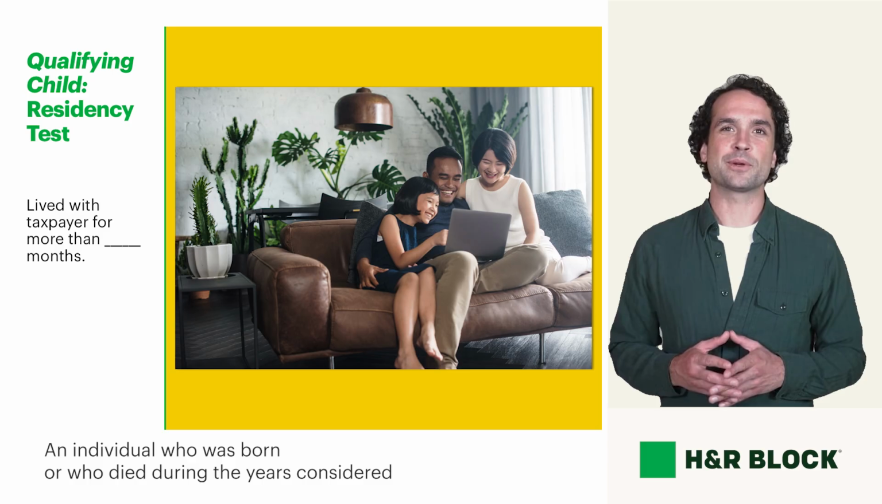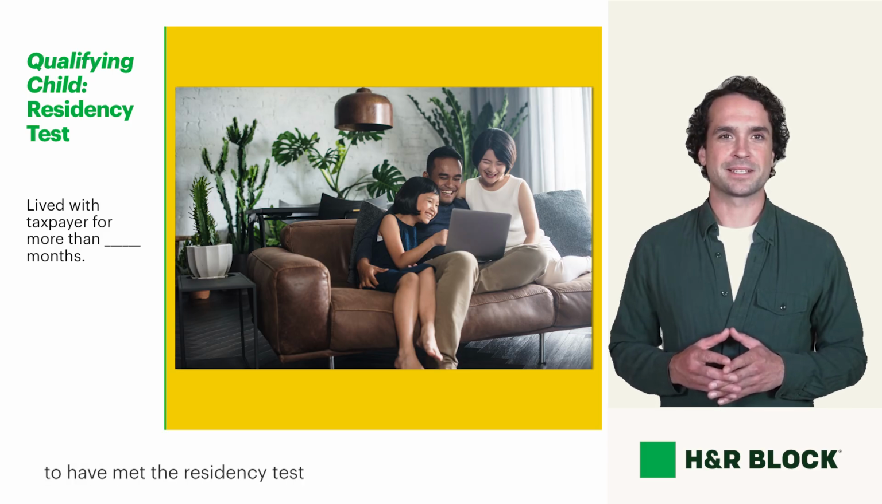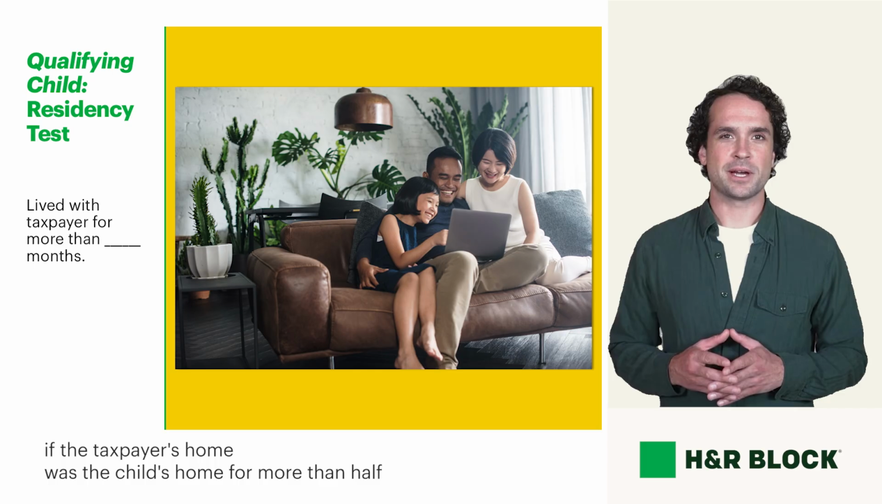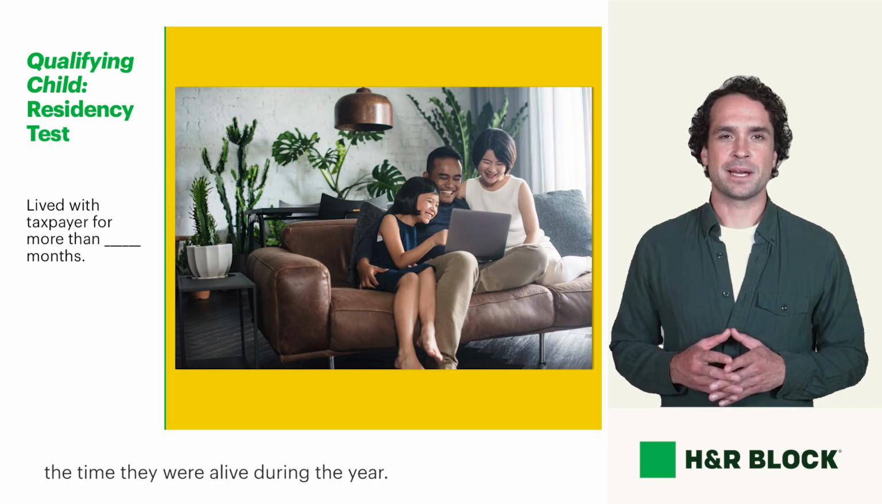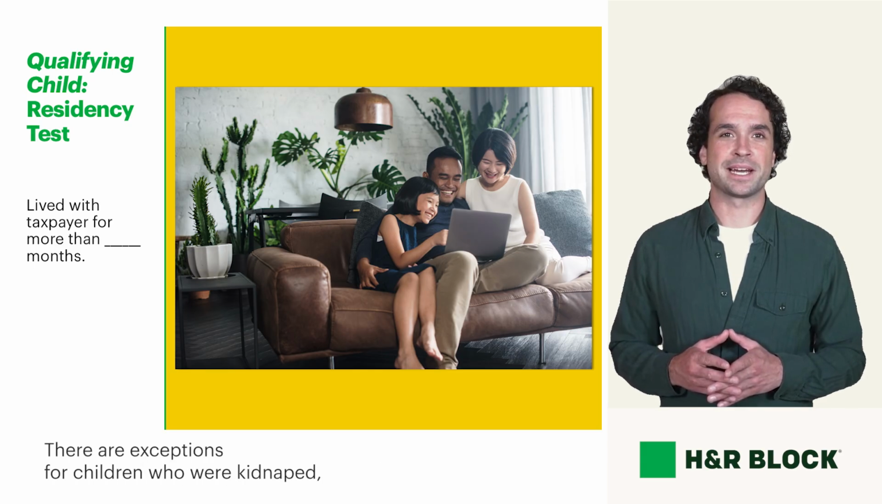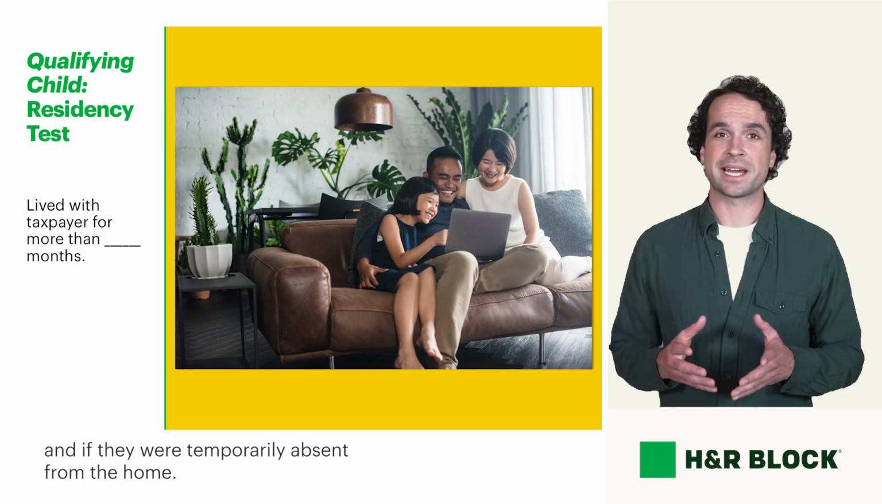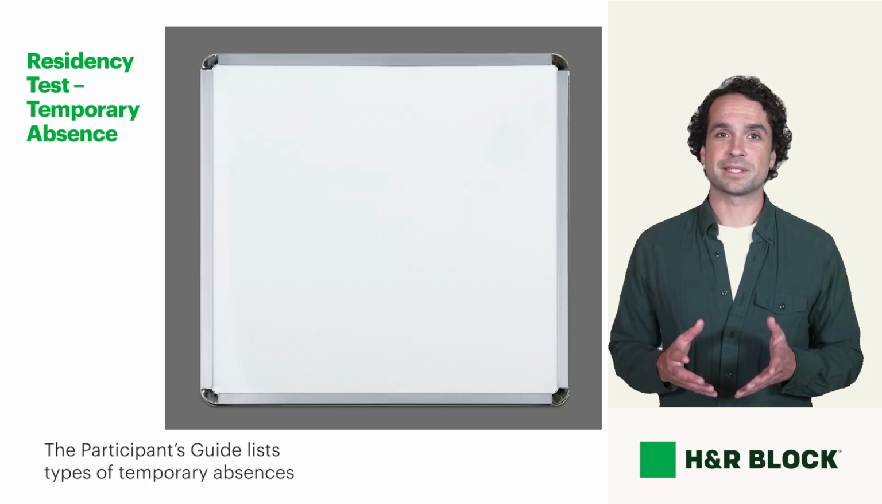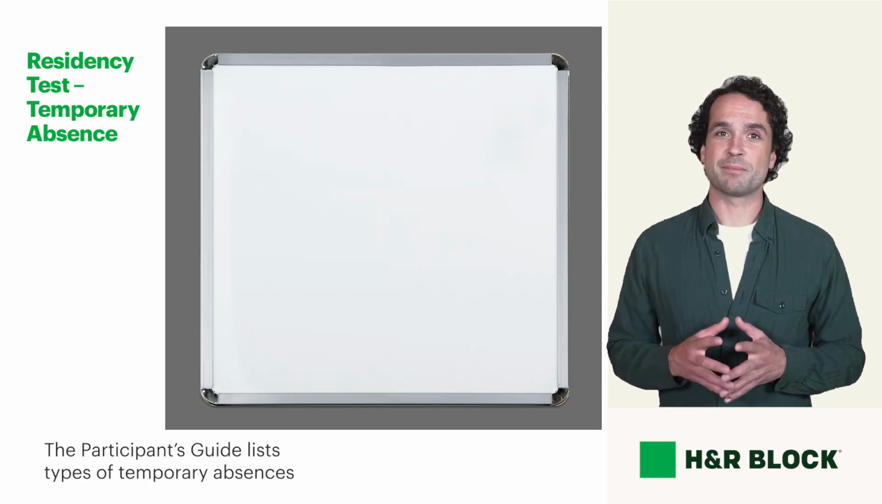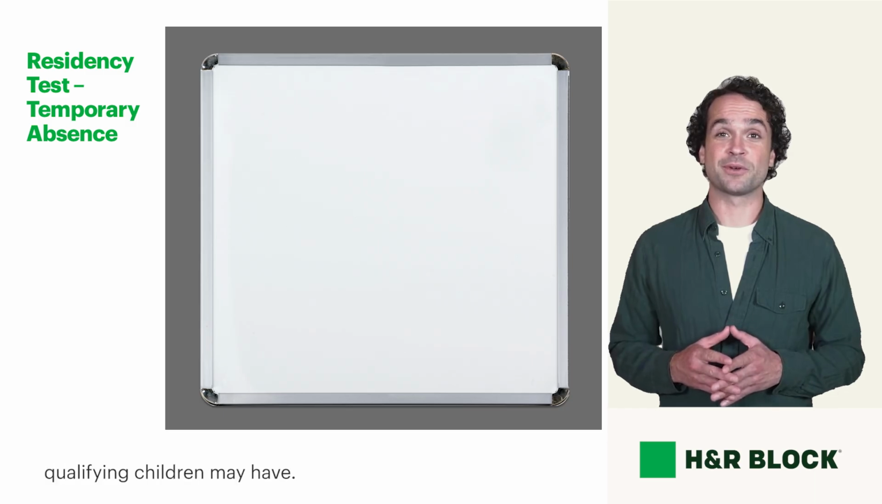What happens if the potential dependent was born or died during the year? An individual who was born or who died during the year is considered to have met the residency test if the taxpayer's home was the child's home for more than half the time they were alive during the year. There are exceptions for children who were kidnapped and if they were temporarily absent from the home. The participant's guide lists types of temporary absences qualifying children may have.